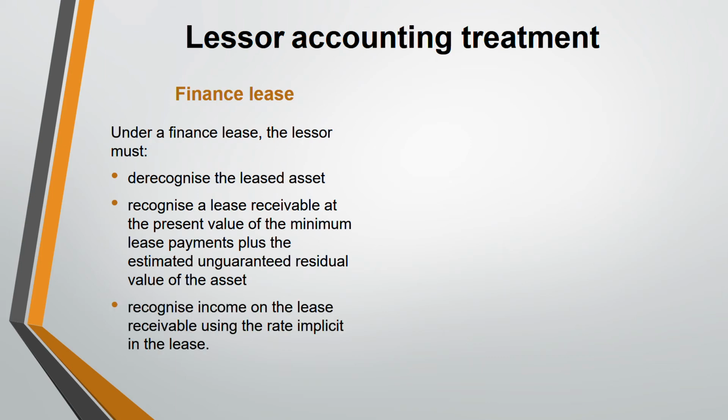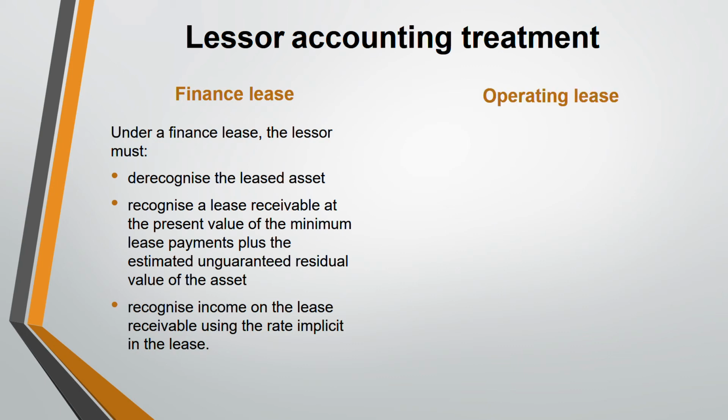Next, recognize income. It's like how, when you make sales on credit, you recognize a sale and also a receivable. Same way, you recognize a lease receivable, and you recognize income on the lease also. Recognize income on the lease receivable using what? The rate implicit in the lease. The rate will be given to you in the lease, so based on that, you can recognize income from this lease. You have sold the asset to the lessee, so it's an income for the lessor.